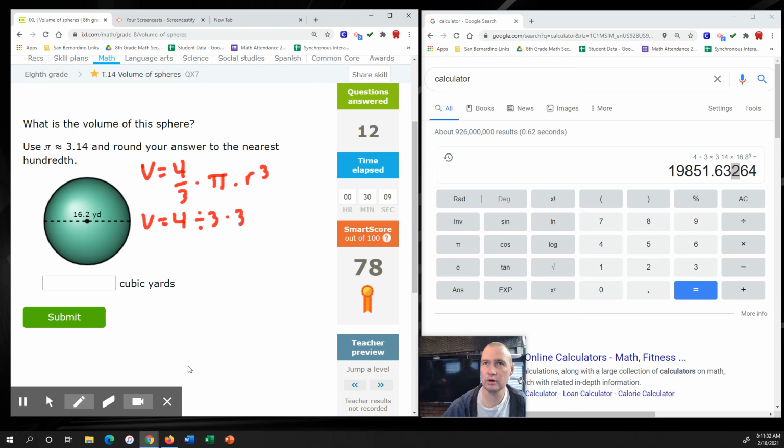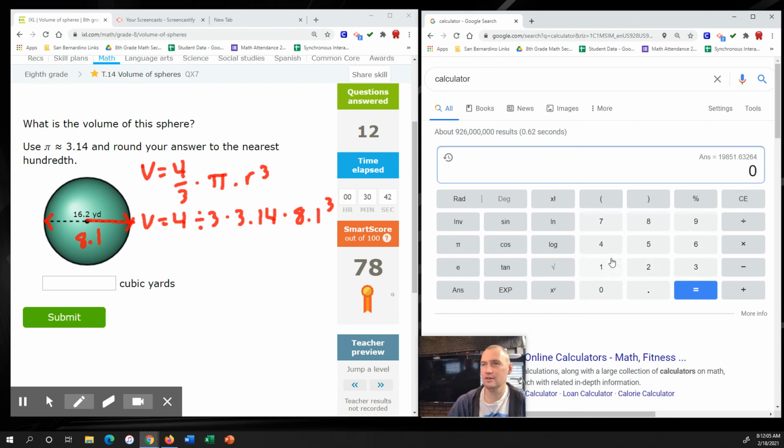times 3.14 times, trying to be sneaky again, 16.2. Well, 16.2 and half, we can do that. Half of 16 is 8, and half of 2 is 1. 8.1 is your radius. I like it when they're numbers that are divisible by 2. Makes it easy. All right. So radius is 8.1 to the third power.